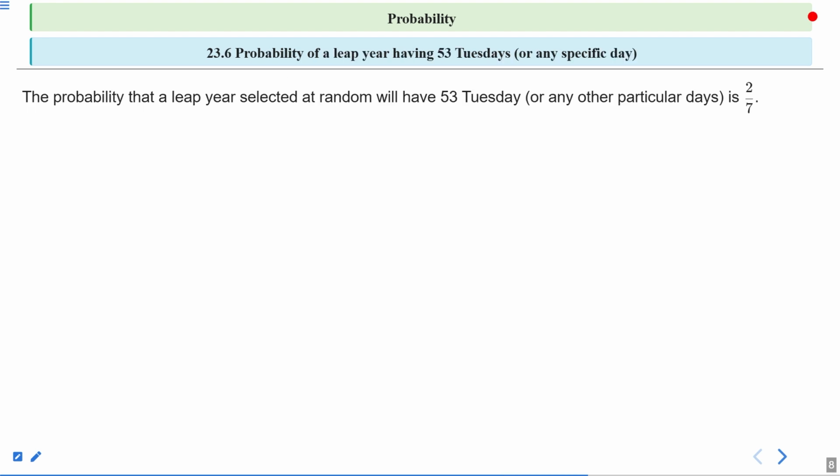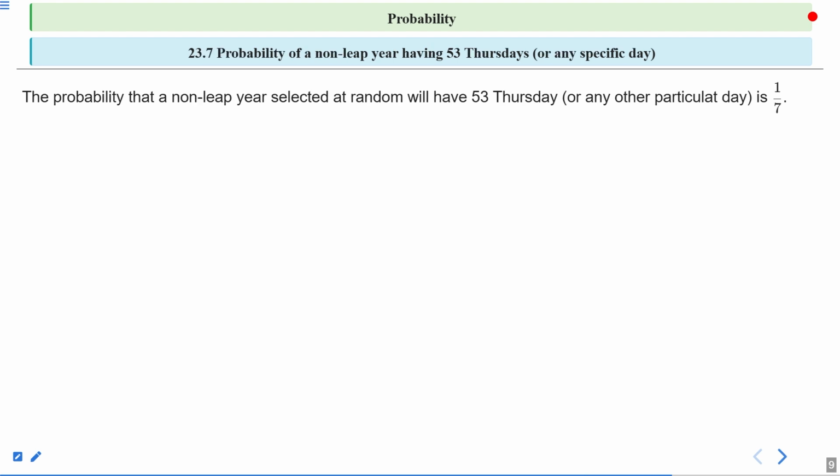Probability of a leap year having 53 Tuesdays or any specific day. The probability that a leap year selected at random will have 53 Tuesdays or any other particular day is 2 upon 7. Probability of a non-leap year having 53 Thursdays or any specific day: the probability that a non-leap year selected at random will have 53 Thursdays or any other particular day is 1 upon 7.